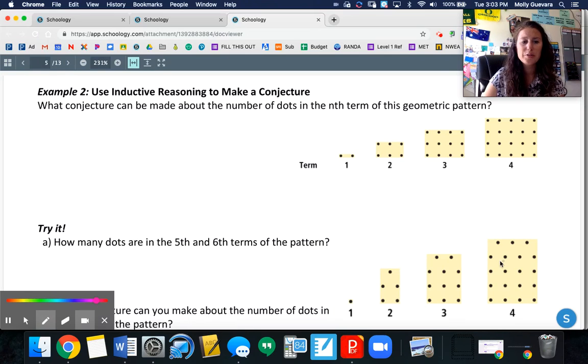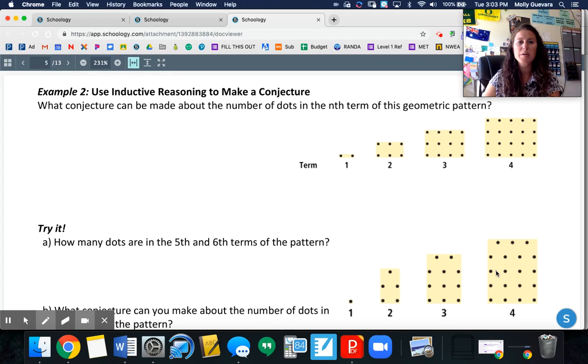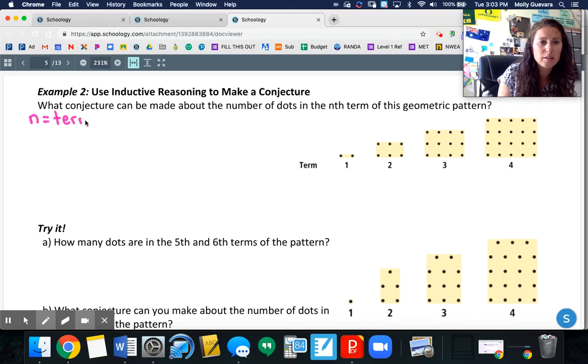So example 2 says, what conjecture, so what statement can be made about the number of dots in the nth term, where n can be any number. So I want to find a pattern so that if I want to know how many dots are in the 100th term, I can figure that out. Or if I want to know how many dots are in the 50th term, I can figure that out just by plugging in the number. So that's my goal. Okay, so n, just to make a little note, n is the term number.